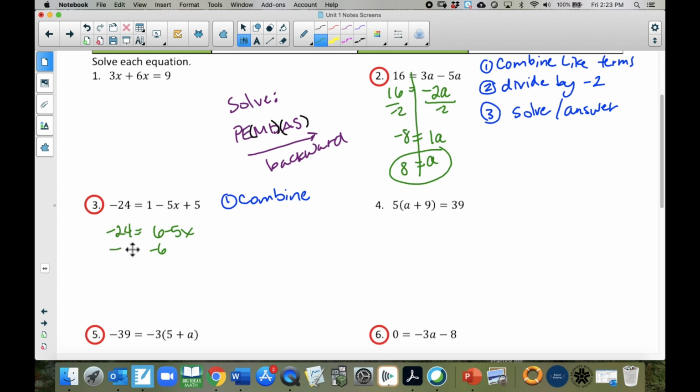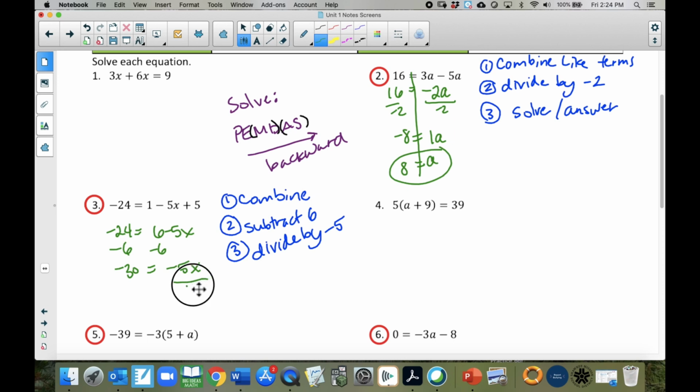I'm going to choose subtracting 6 from both sides. And then I'm going to bring down what I need to bring down. So negative 24 minus 6 is negative 30. 6 minus 6 drops off, and I bring down my negative sign, and I bring down my 5x. So I subtracted my 6. Next thing I need to do is divide by negative 5. So I'm going to divide this side by negative 5 and divide this side by negative 5. Remember, anything you do to one side, you have to do to the other. So if I subtract 6 here, I have to subtract 6 here. If I divide by 5 here, I have to divide by 5 here.